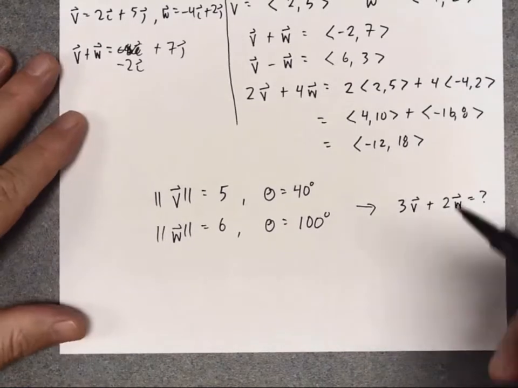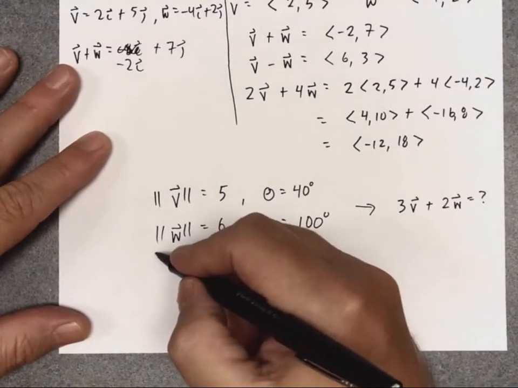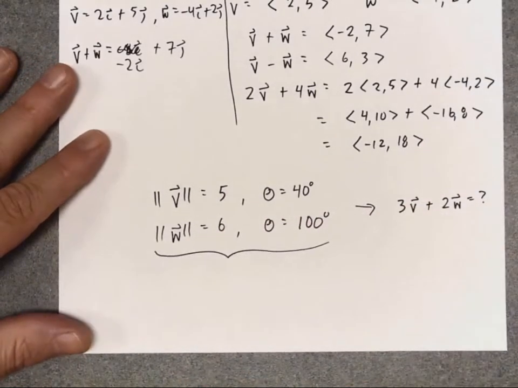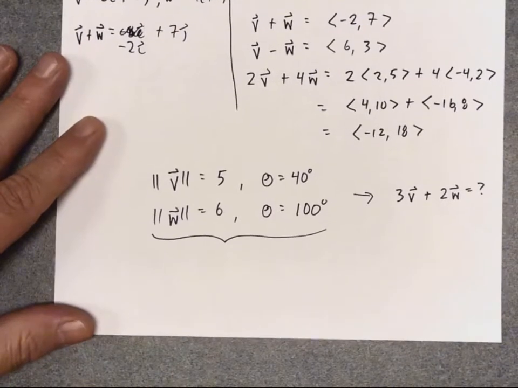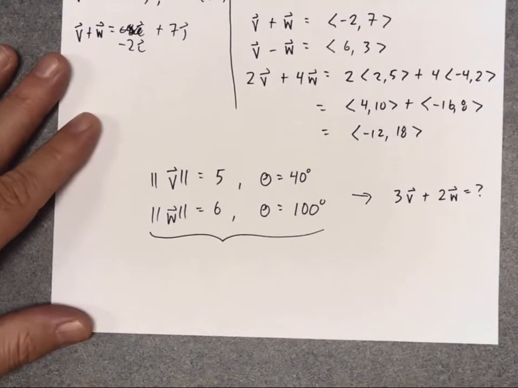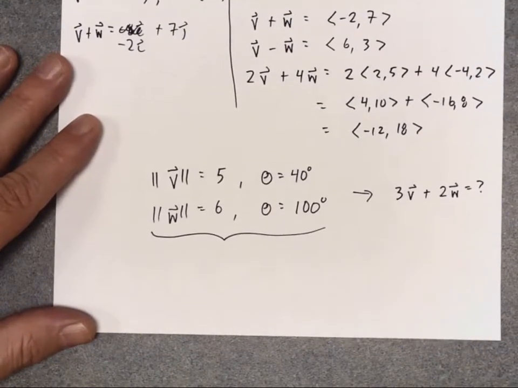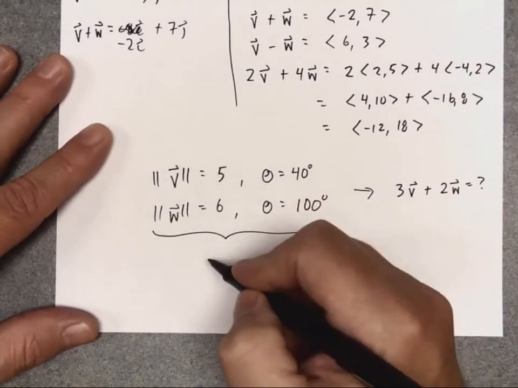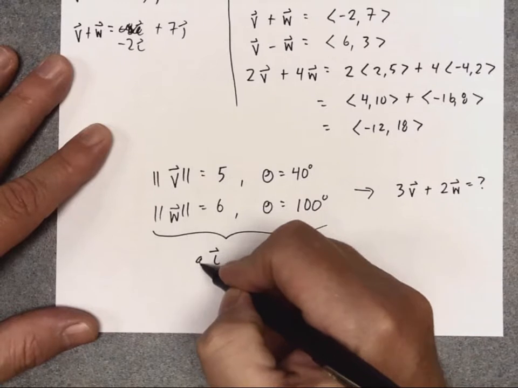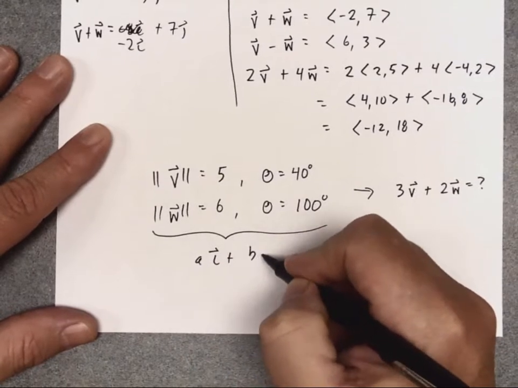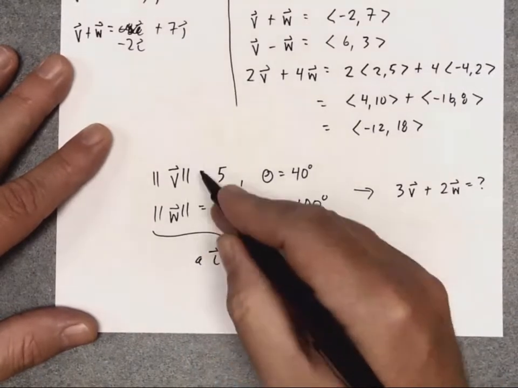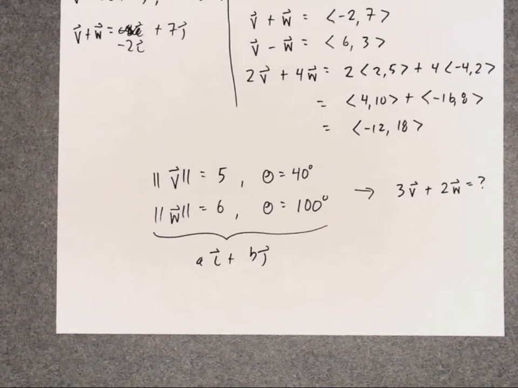What you have to do is, if you're given vectors with magnitude and direction and you're trying to do some math like this, you have to convert both of these vectors, write them in the ij form.